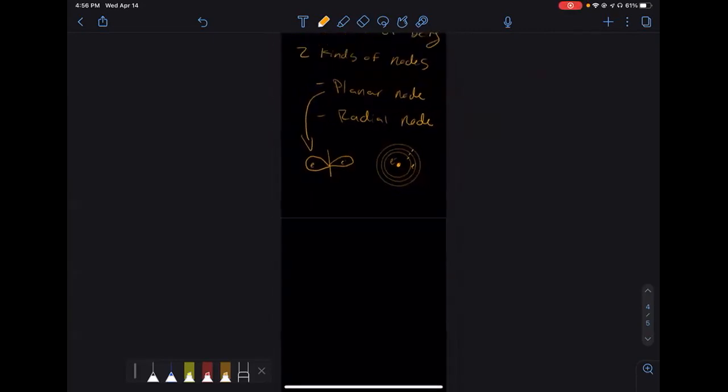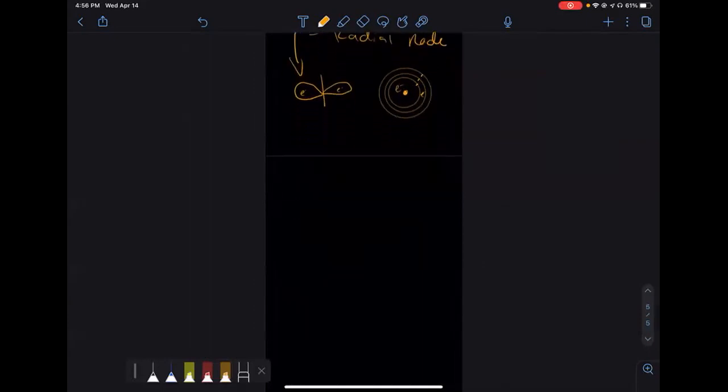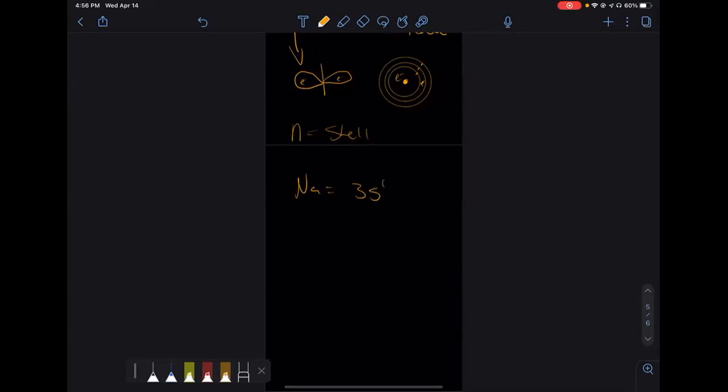Now, how do you find out how many nodes you actually have, right? What you're going to do is take the n, and n is equal to the shell. So if we're talking about, for example, sodium, sodium is in the 3s.